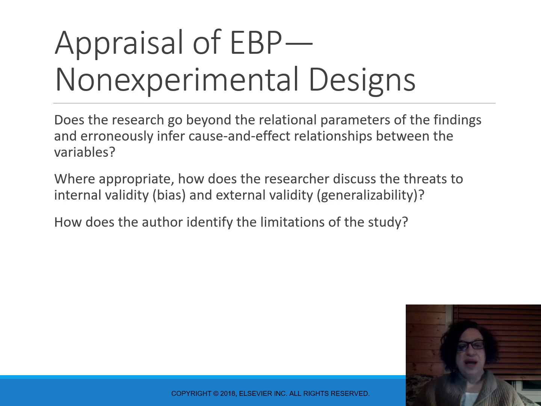Were they appropriate? How does the researcher discuss the threats? Were there biases? We need to know that because if they don't discuss it, then they've skewed their data results. And that's really important. So remember, you need to look for clarity and transparency in the research data that you're reading in your journal article.